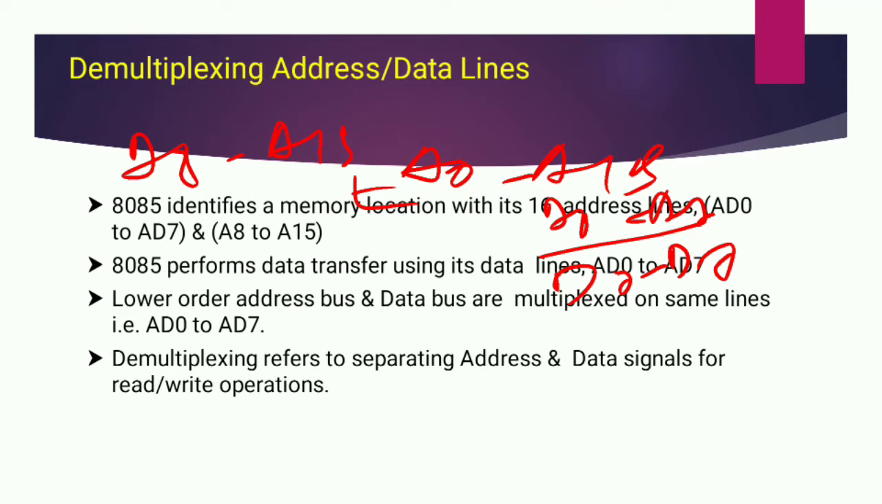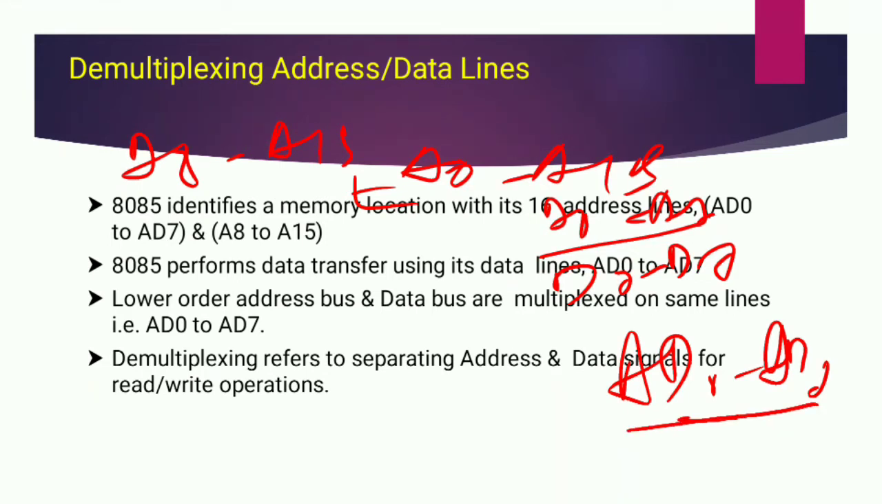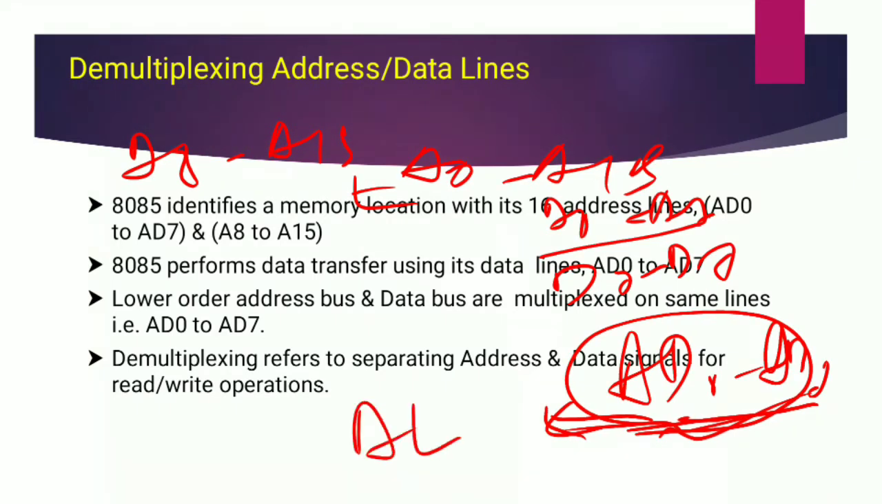So 8085 performs the data transfer using the lines AD0 to AD7. This lower order address and the data bus are multiplexed on the same lines, that is AD0 to AD7. Demultiplexing refers to separating the address and data signals for read and write operations through the ALE pin. This is the demultiplexing concept.